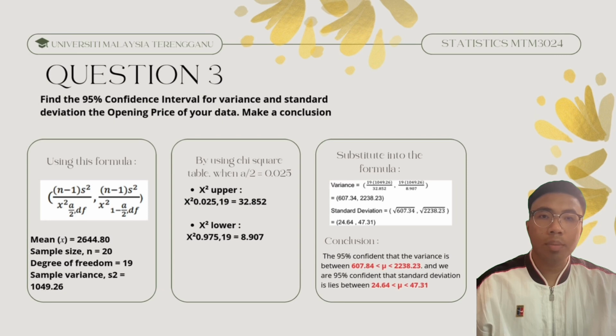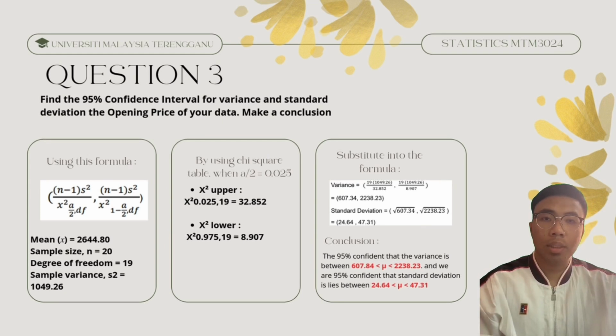Then we calculate the mean of the opening price and we get 2644.80. Next, we calculate the sample variance and we get 1049.26. Then we list out the information given. Sample size n equal to 20, degree of freedom is 19, and alpha over 2 is 0.025.